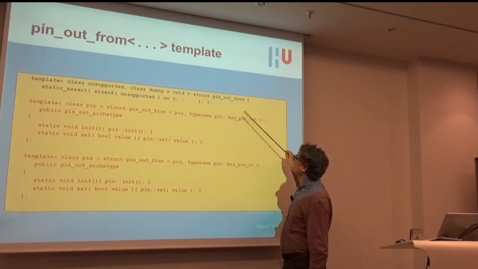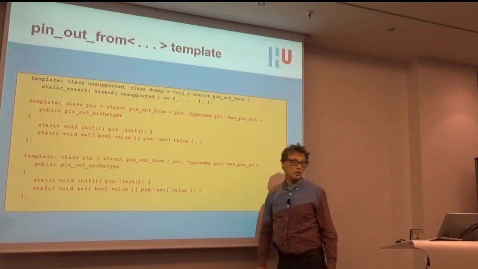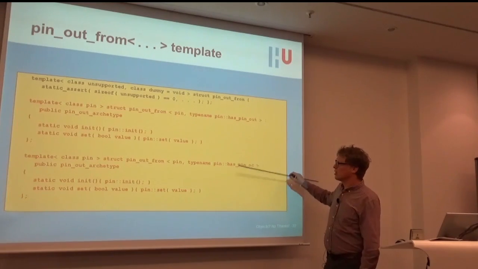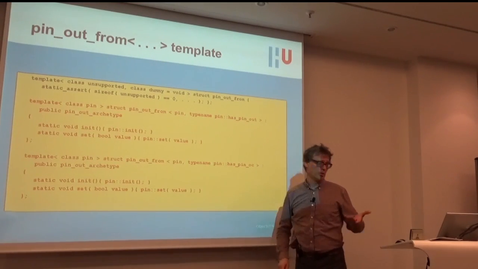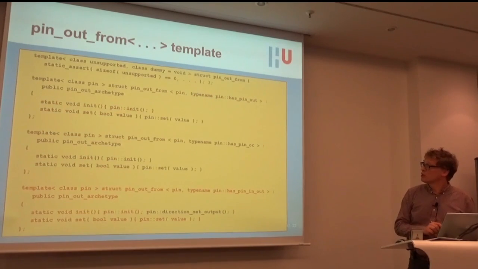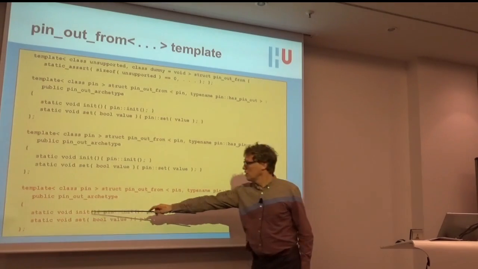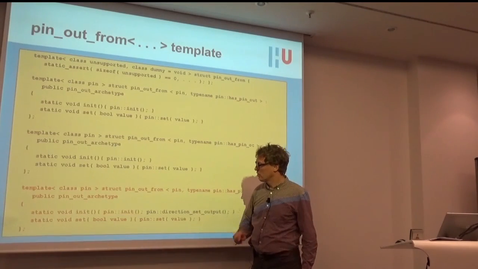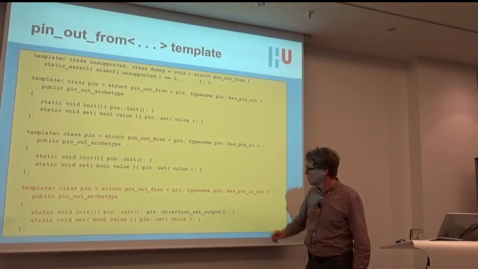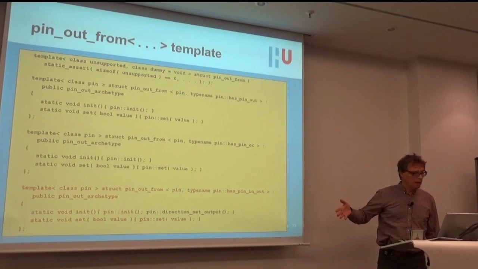If it's an output pin, then this will match, and the methods are simply forwarded. If it's an open collector pin, same thing happens. Open collector pin behaves roughly as an output pin. And the interesting part is when it is an input-output pin, then the init must call the init of the underlying pin and set its directions to output. And it's all done by the compiler. There's no call overhead in it, it just gets expanded.